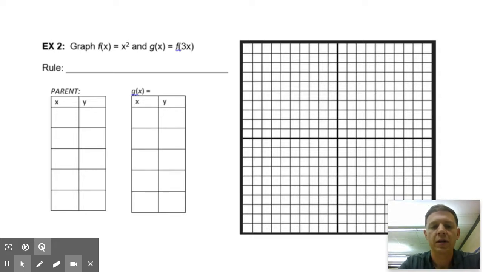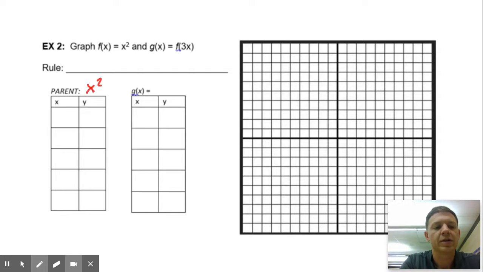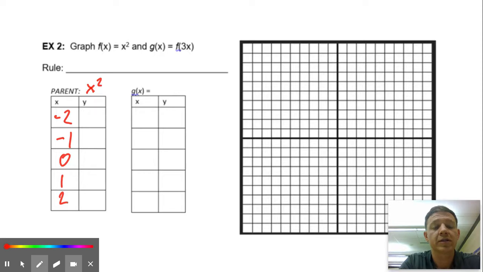All right, similar here, graph f of x equals x squared, and then graph g of x equals f of 3x. Where again, unlike the last one, the scale factor is inside, next to the x. But first, let's talk parent functions. The parent function is x squared, and you can go ahead and fill in the table for that. There are the usual x's I use for x squared. And there are the usual y's. Now I'll go ahead and graph it. And there is the parabola that we all know and love.